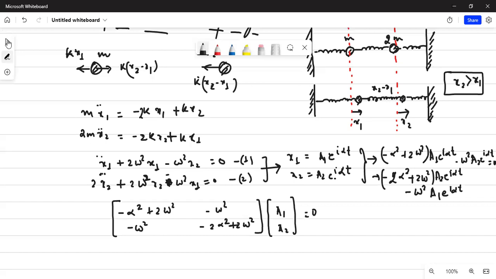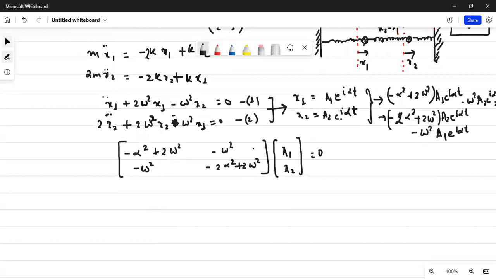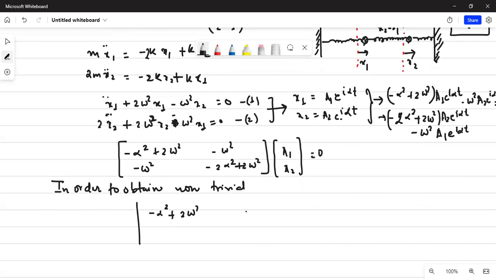Okay, now as you can see, if this is the differential equation, and this is the system of equations, in order to obtain a non-trivial solution, this determinant, the determinant minus alpha square plus 2 omega square, minus omega square, and then you have this again minus omega square here, and minus 2 alpha square plus 2 omega square, this should be equal to 0. And if this happens to be 0, what does it mean?